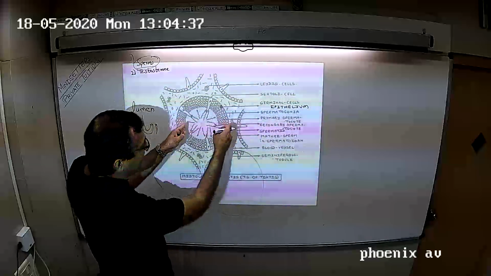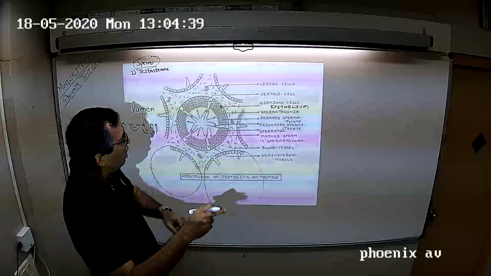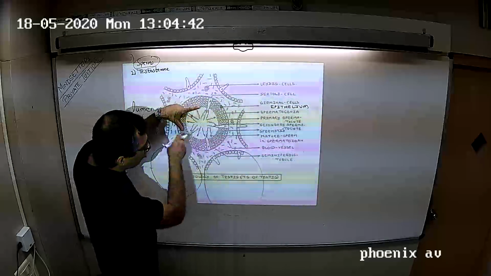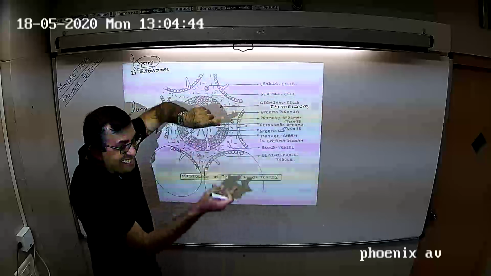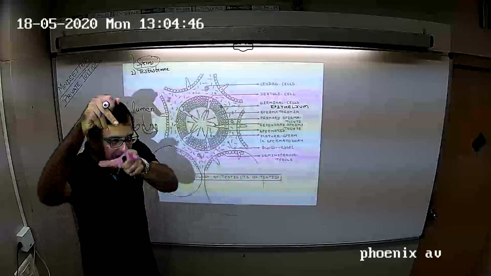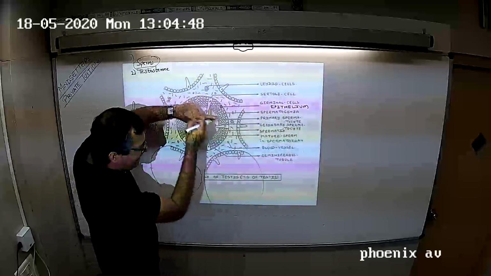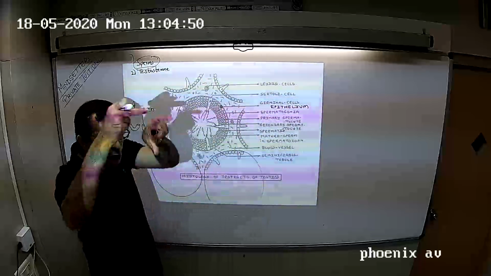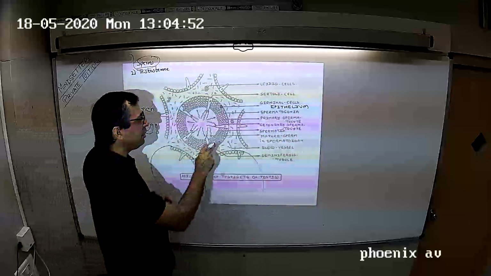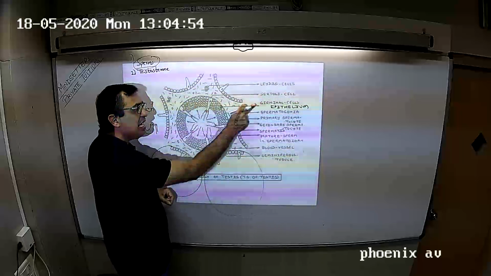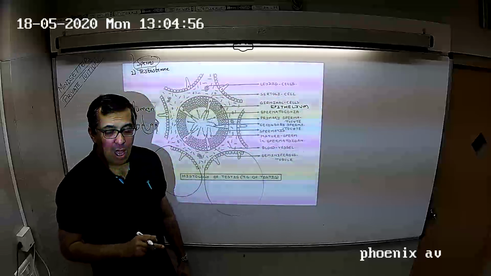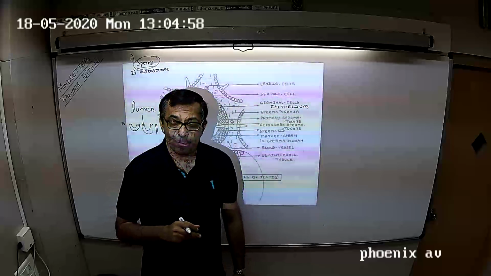What is the length of the seminiferous tubule? If you remember, the seminiferous tubule is 60 centimeters in length, and all along its 60 centimeters it is lined by the germinal epithelium cells. What are germinal cells?